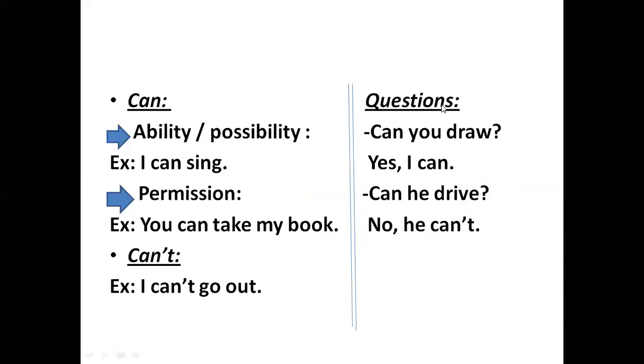So let's move to the question form. We have, can you draw? Are you able to draw, or do you know how to draw? We're gonna say, yes, I can. Here we have the affirmative answer. Other example, can he drive? No, he can't. So here is the negative answer.